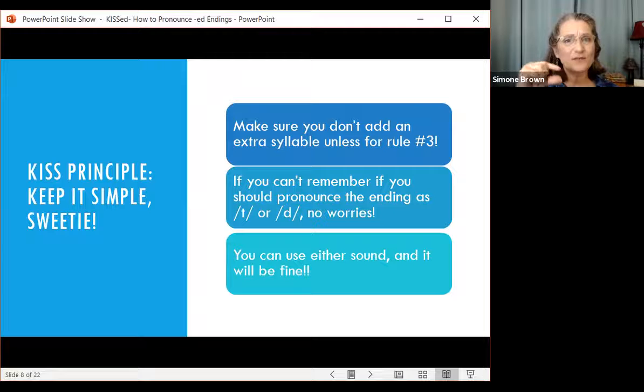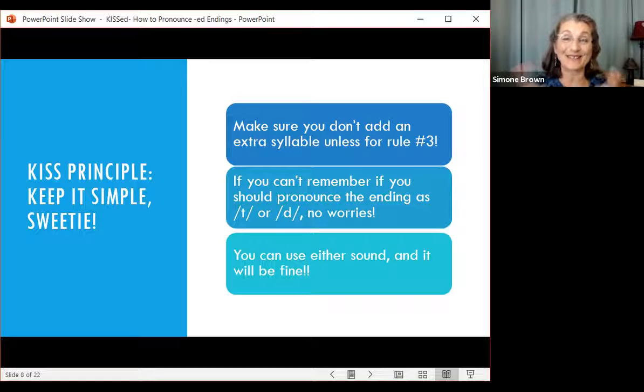Because the sound difference between a T and a D are so small, you really can't even tell the difference. And in fact, I have to tell you that that D sound, the ending sound with the D, is actually the most common of any of them. So if you're going to decide, well, I don't know when to pronounce it as a T sound or a D sound, if you go with a D sound, it'll work all the time, okay?